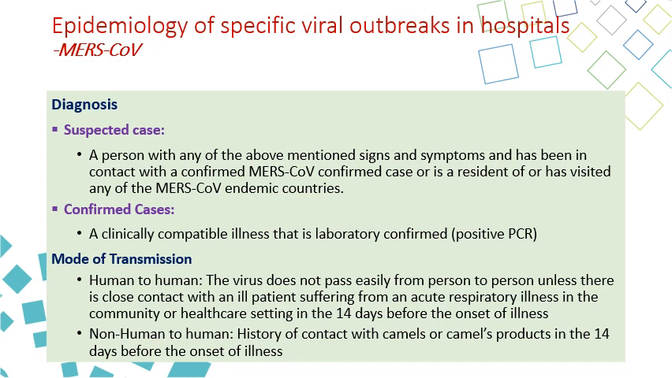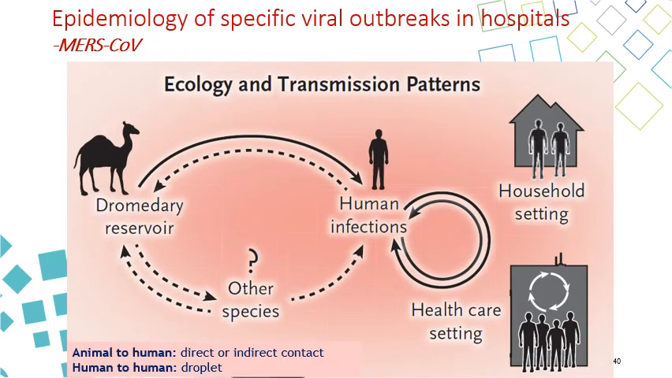And mode of transmission, we have a couple of transmissions here. We have human-to-human transmission, and this is mainly droplet transmission and sometimes contact with patient secretions. And non-human transmission is when we have a history of exposure to camels in the last 14 days, because the disease is almost endemic in camels and can be transmitted sometimes to people who are taking care of these camels. So this is a slide showing that there are two circles of the disease. Circles with the animal.